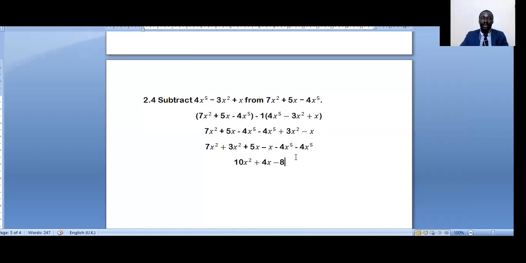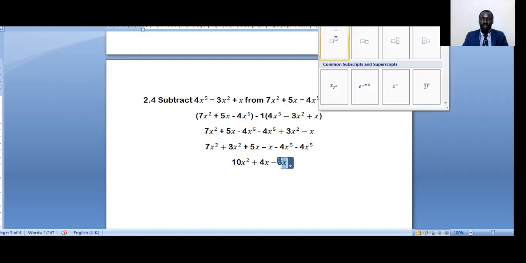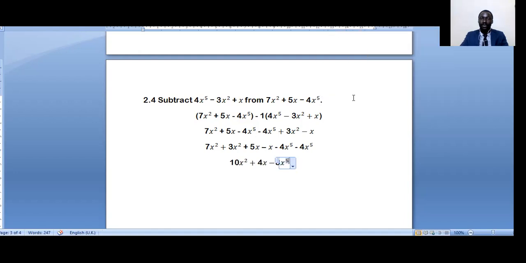And then we'll be having this x raised to power 5. We just keep it there. x raised to power 5. Like that. So in conclusion, what did we do?